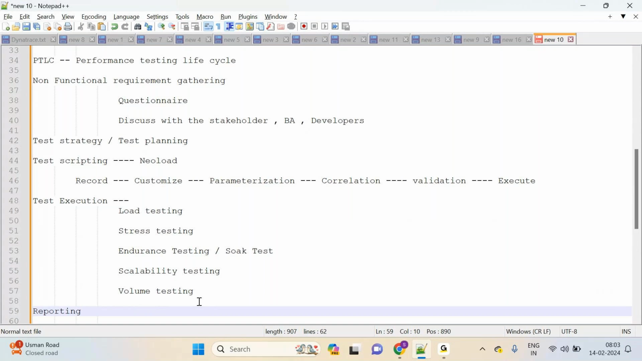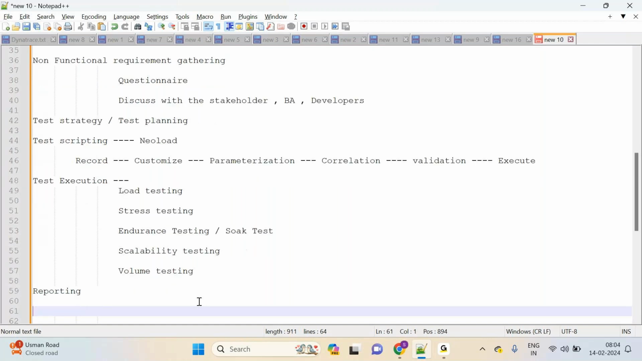After providing the findings and recommendations, in certain organizations they will analyze them and fix something in the application. This is an optional phase, retest. Not every time are you going to do it. When the development team does a fix, at that time you may use this retest phase. Other than that, it is not a regular activity. So we have non-functional requirement gathering, test strategy or test planning, test execution, test reporting, and finally retest. All these make up the performance testing life cycle.